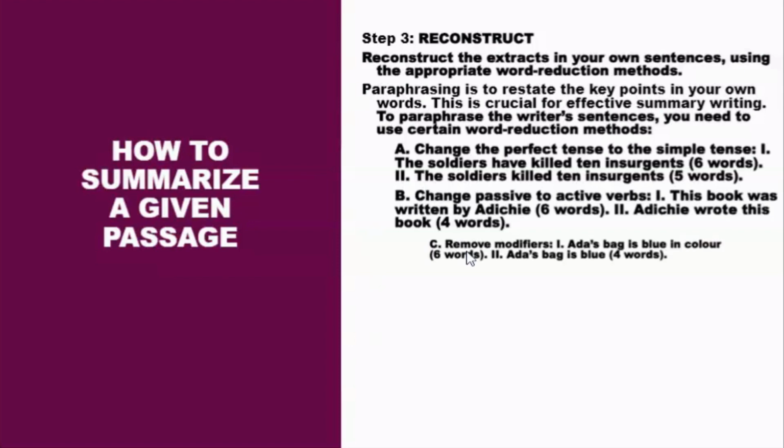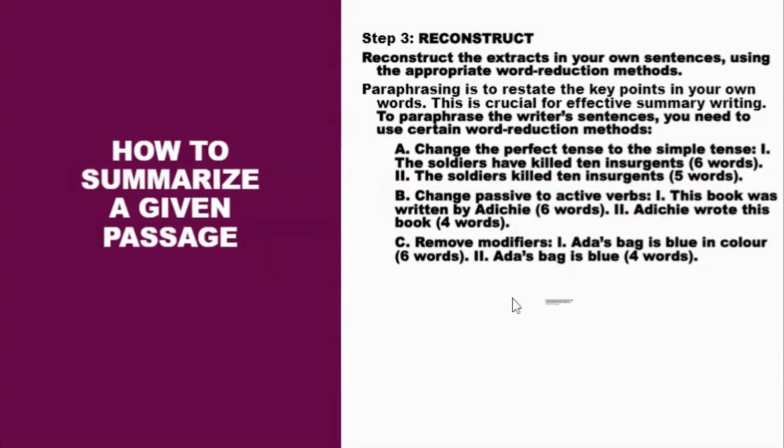Okay, then C, remove modifiers. And modifiers are words that are used to describe other words. For example, Ada's bag is blue in color. We have 6 words, and there are modifiers, blue in color. This is even a kind of tautology. All right, so we remove the unnecessary modifier here. We remove in color, and what we have is Ada's bag is blue. So instead of 6 words, we have 4 words.